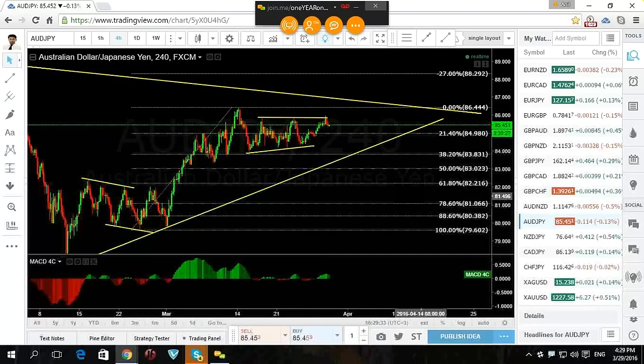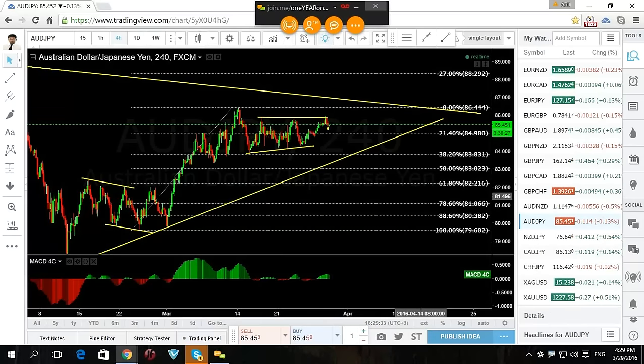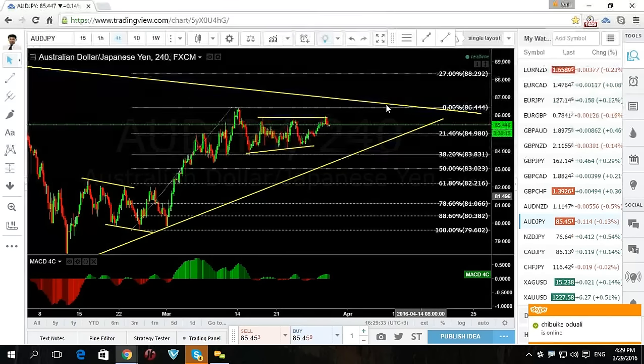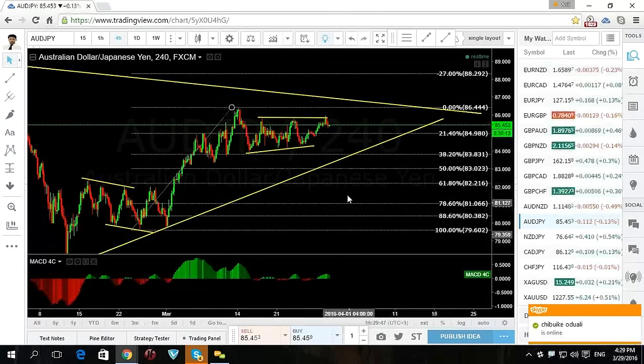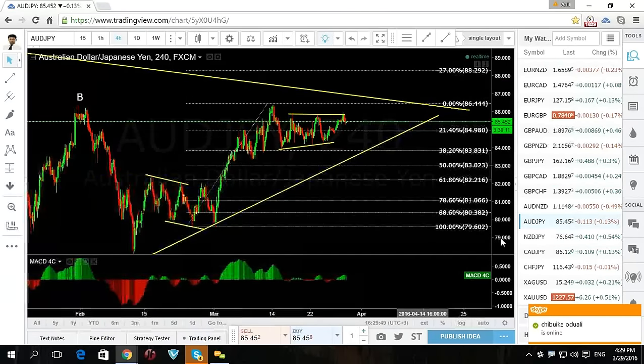Aussie Yen came down, went back up, and it could still probably come down here for a C wave before they go back up. If they do that, they may break this trend line. So right now, it's not any kind of a trade setup for us to take. We probably stay out of it.